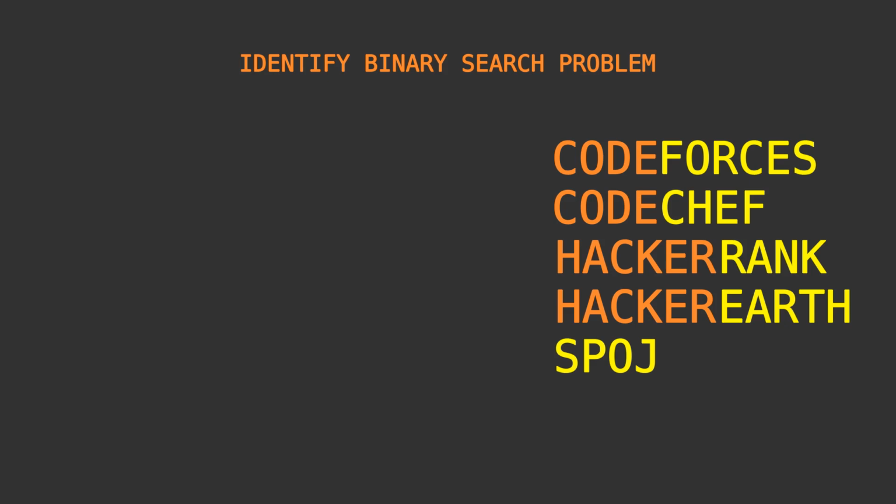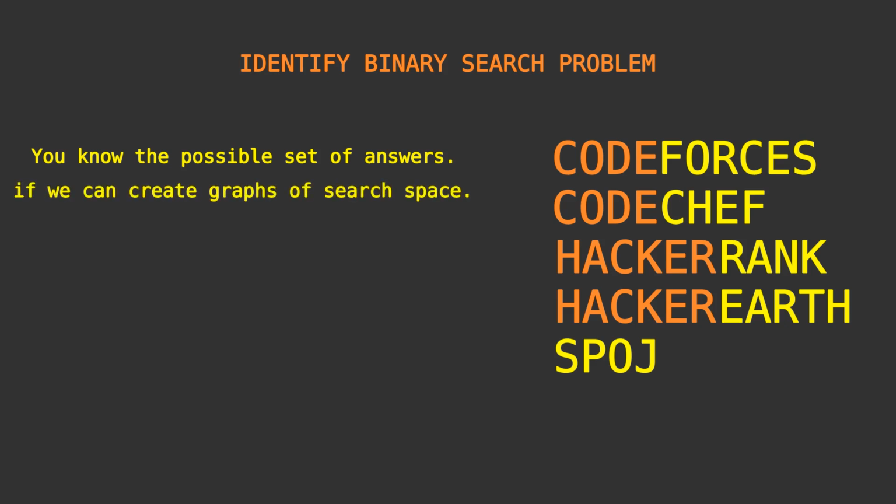So let's start. The first thing: if you know the possible set of answers, then you can apply binary search. For applying binary search, you need to know what the possible set of your answers is, obviously. The second rule is that you can create similar graphs of search space, which we have already seen. We have seen a few of the graphs, right? So if you can create one of those graphs, then you can apply binary search as well. Another thing is interactive problems. You see many interactive problems on Codeforces. On those kinds of problems also you can easily apply binary search.